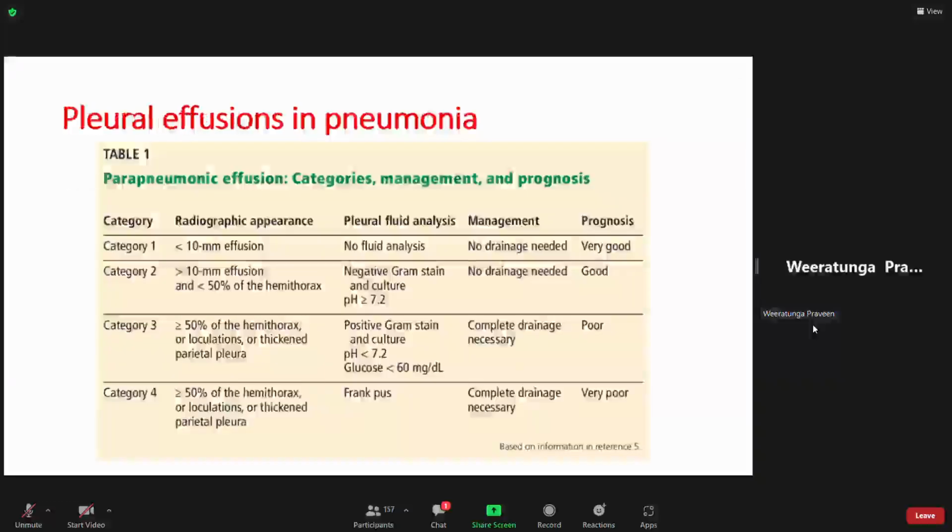LDH will be high in the pleural fluid, but it won't be diagnostic of an empyema. The pH is what is diagnostic. The pH is the most important value that you are looking for. Pleural fluid pH less than 7.2.